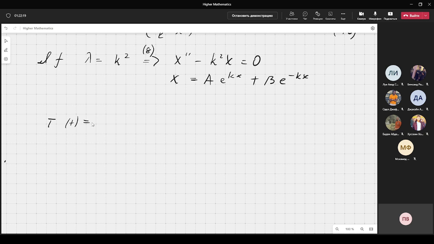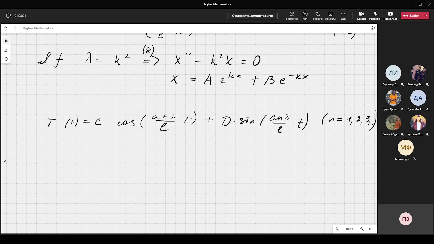Equals c times cosine of a n pi over L times t plus d times sine of this angle, where n is 1, 2, 3, these natural numbers. Formula 14.